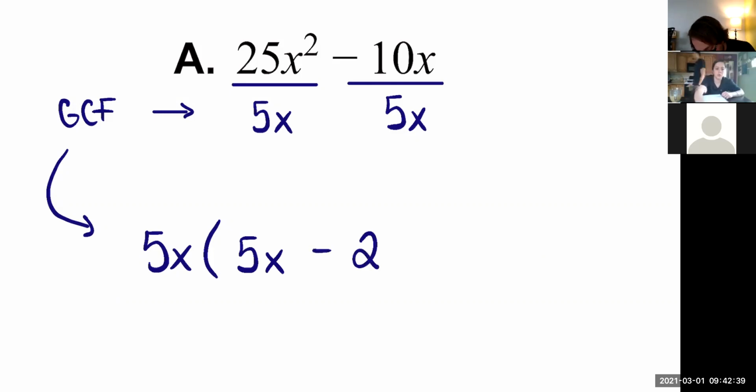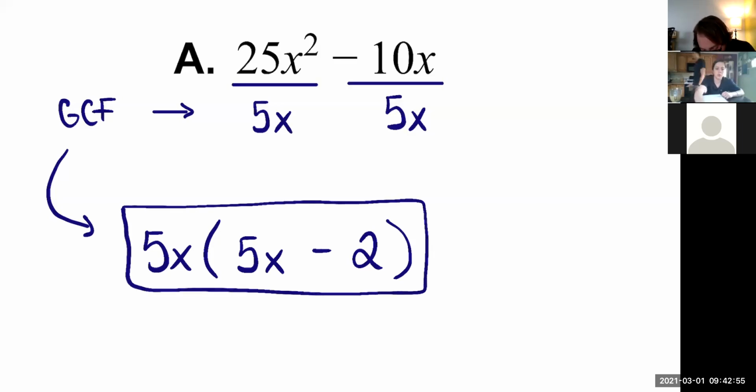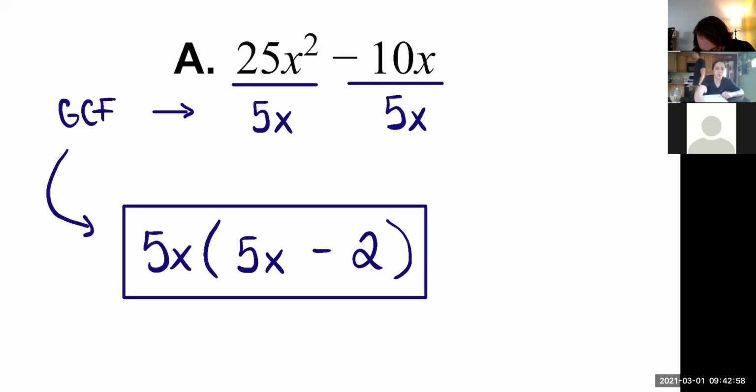Negative 2, and x divided by x, none. Technically they're gone because we had one, we took one away, there's no x's left over. And just like that, we have factored this binomial.